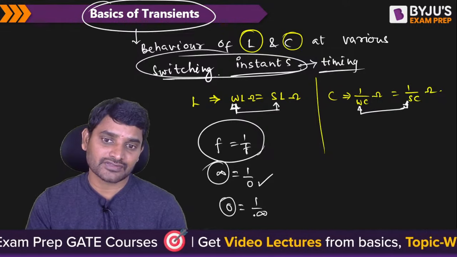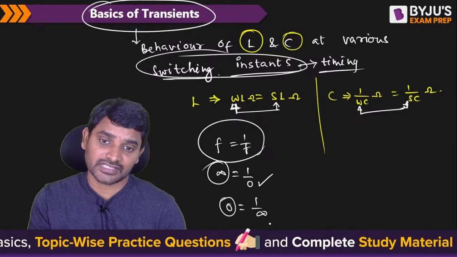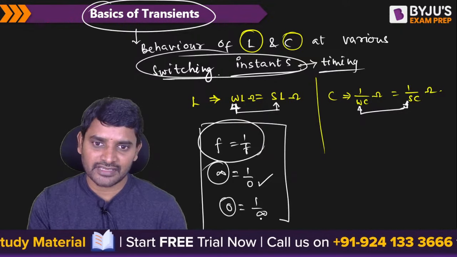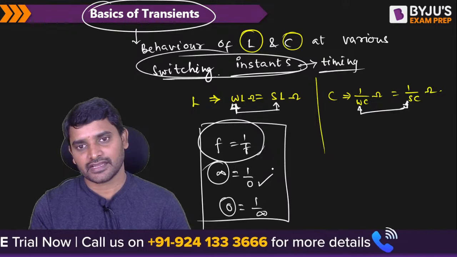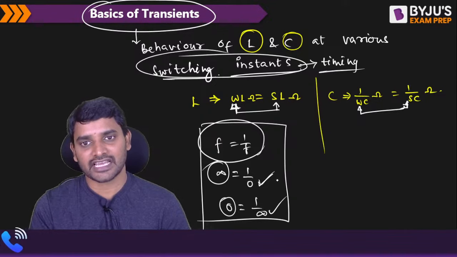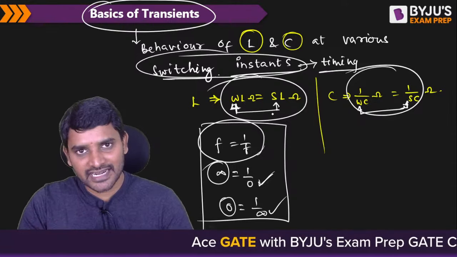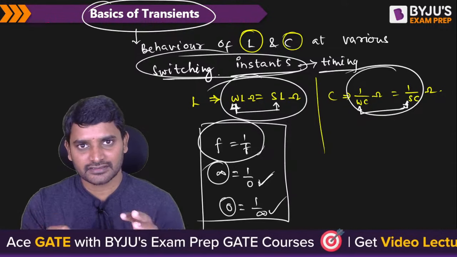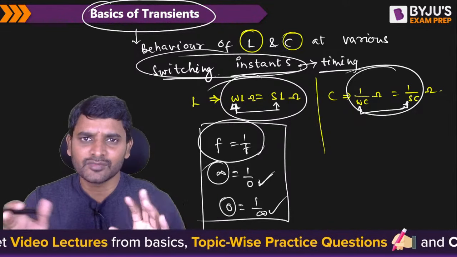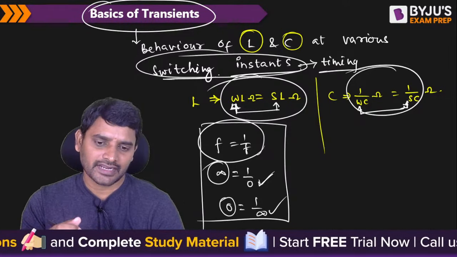Omega will be 0 long after closing the switch. So I just wanted to show you the timings and the related frequencies. Now, how these frequency components, how the timing, can impact the inductive reactance and capacitive reactance is the question. If you can understand the switching instant's impact on the inductive reactance and capacitive reactance, then that's fine. Nothing more to do in the transients.